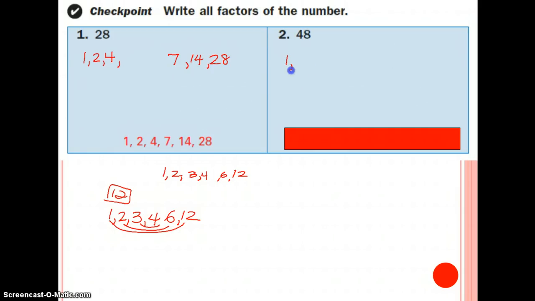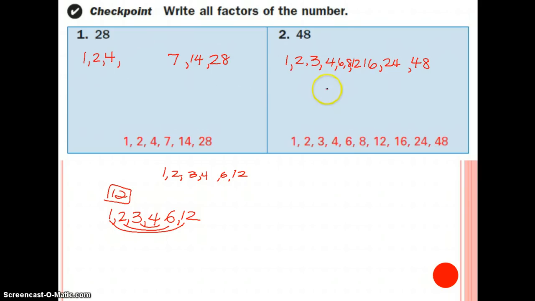For number 2, 1, 48, 2, it's even, 24, 3, 16, 4, 12, 6 and 8. Again, be careful to make sure you don't miss any.